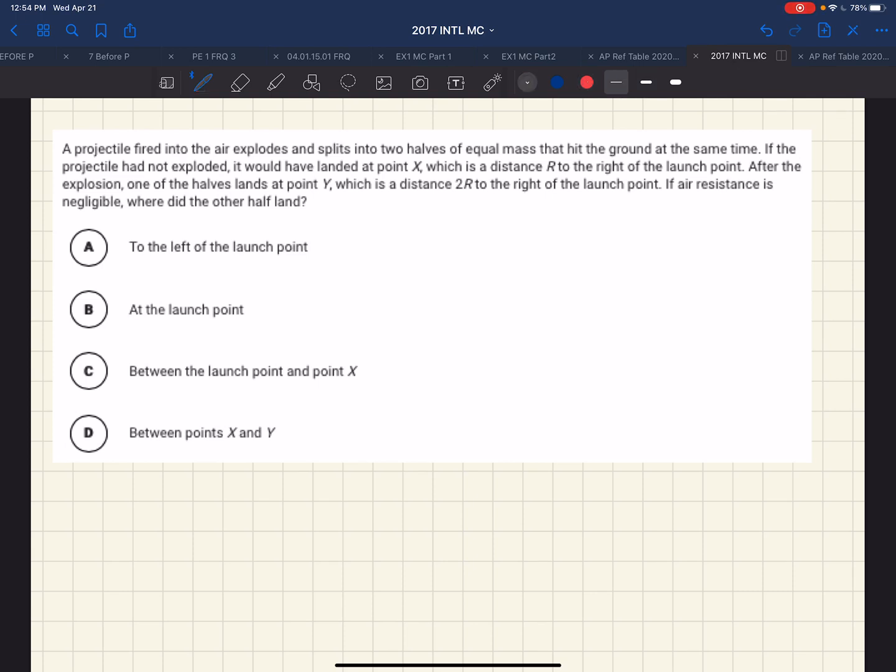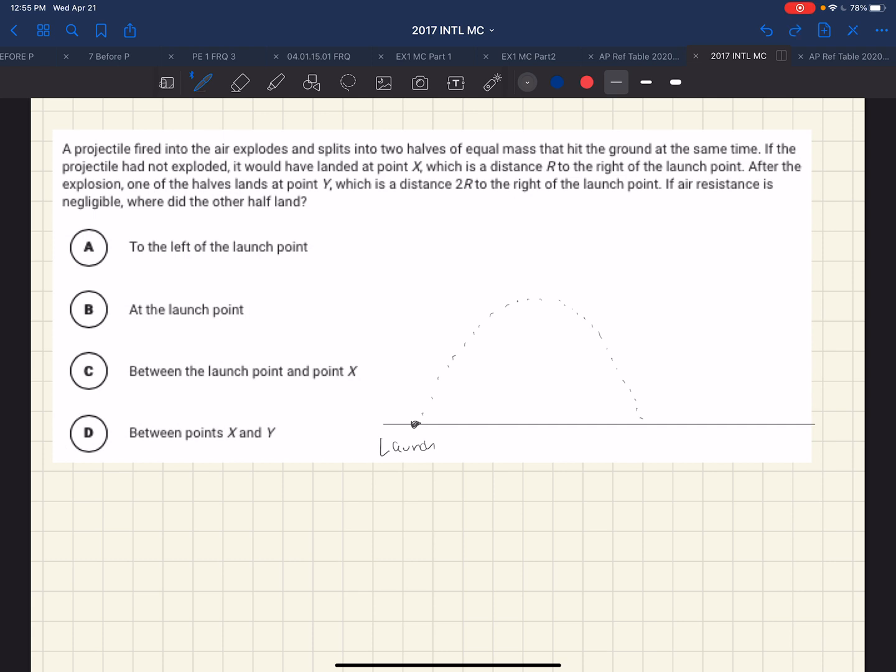This question requires us to be very detailed in the drawing we make to understand what's occurring. So we have this ground, and we have a projectile fired from a launch point. We'll call this the launch point. It's fired as a projectile, and it would take this parabolic path, like so. Two halves, while it's flying, split and hit the ground at the same time. So no matter where this is, we could pick any particular point. Let's say it explodes when it's right here.